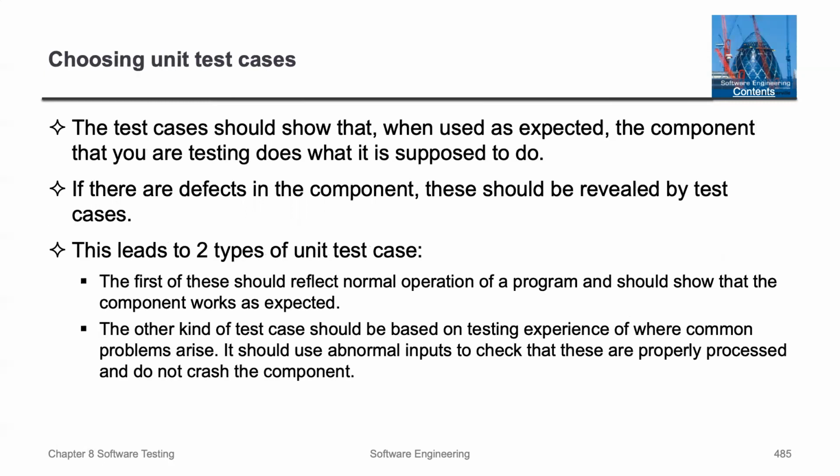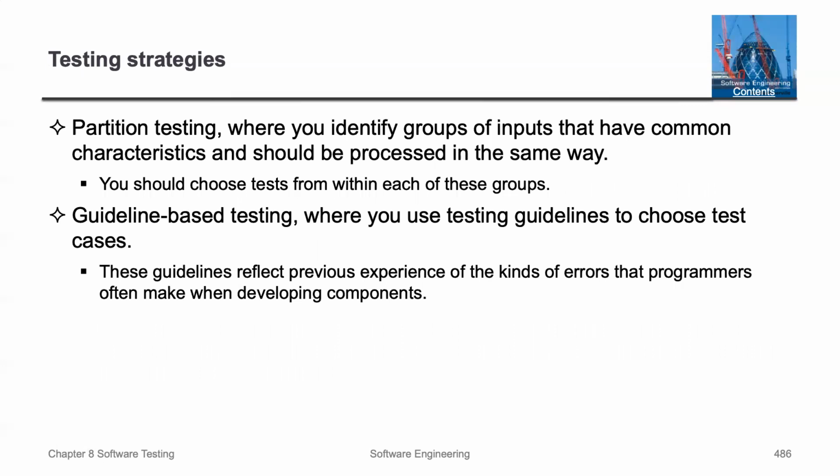So for choosing the unit test cases, the test cases should show that when used as expected, the component that you are testing does what it's supposed to do. If there are defects in the components, these should be revealed by test cases. This leads to two types of unit test cases. First, they should reflect normal operation of a program and show that the component works as expected. And second, the test case should be based on testing experience where common problems arise. It should use abnormal inputs to check that these are properly processed and do not crash the component. For testing strategies, you can have partition testing, or you can have guideline-based testing.